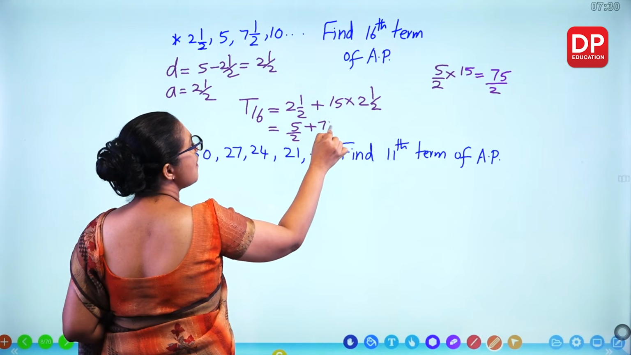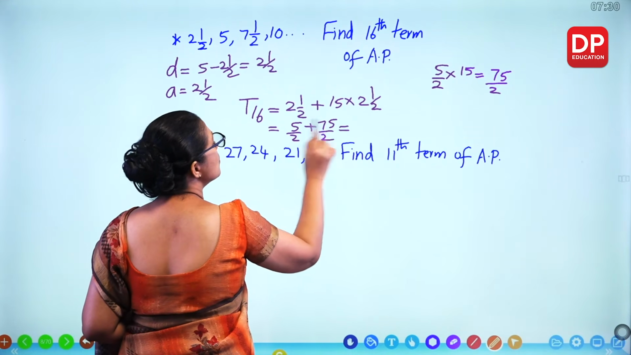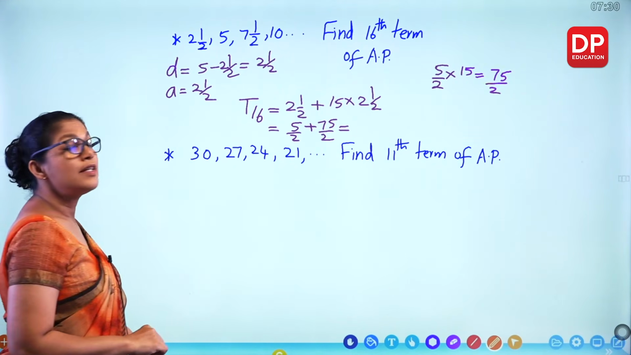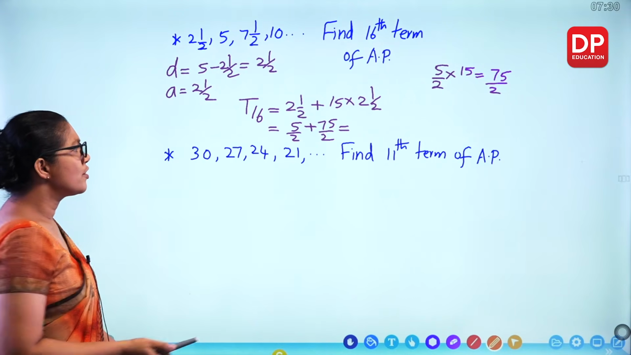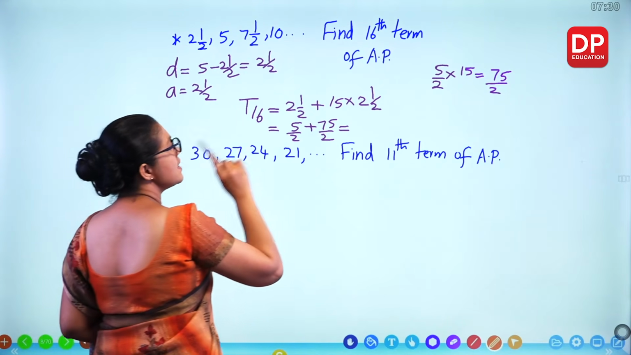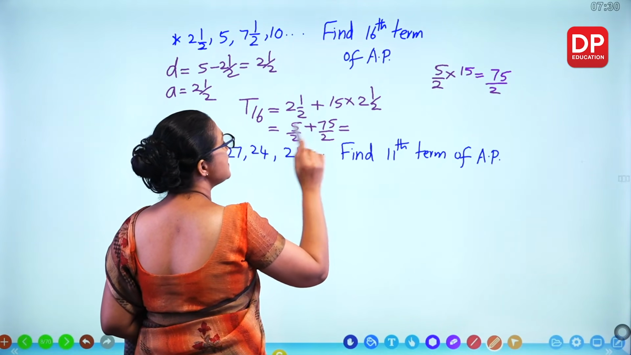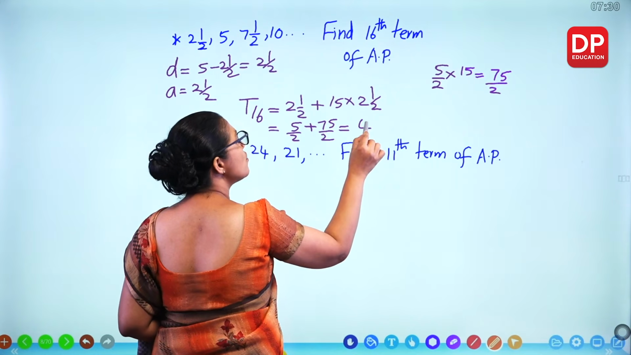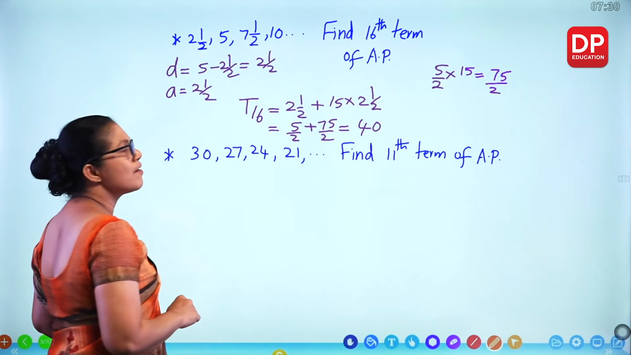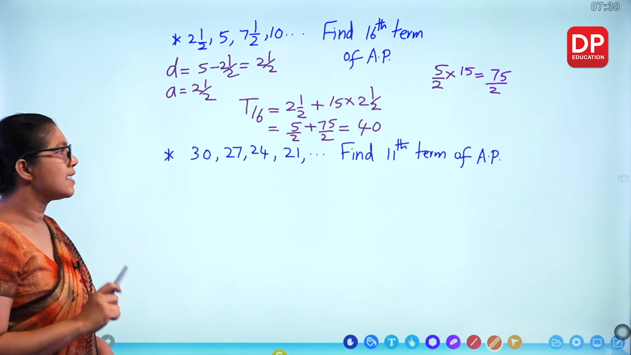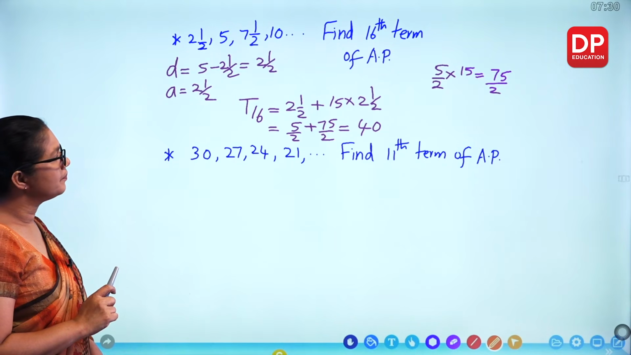So, 5 over 2 plus 75 over 2. You add the numerators because you get the same denominator. 75 plus 5 is 80. 80 divided by 2, you get 40. So, the 16th term is 40.